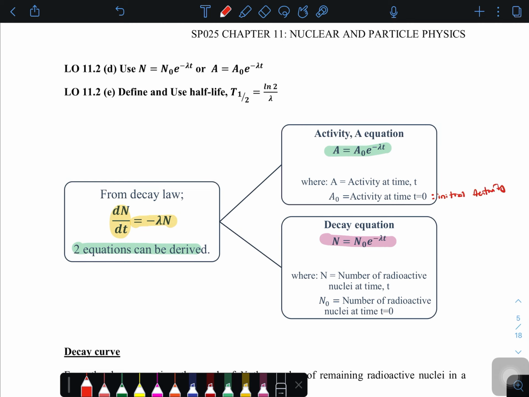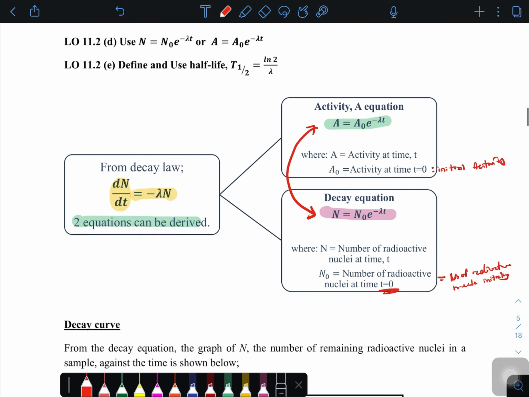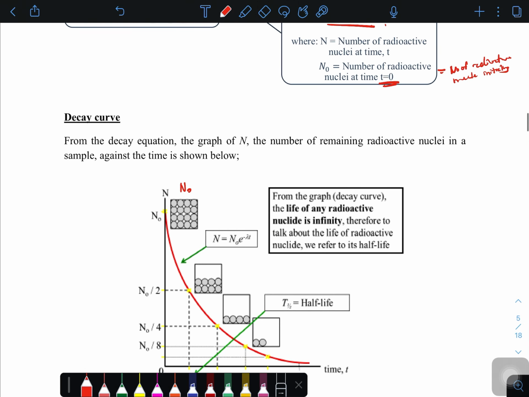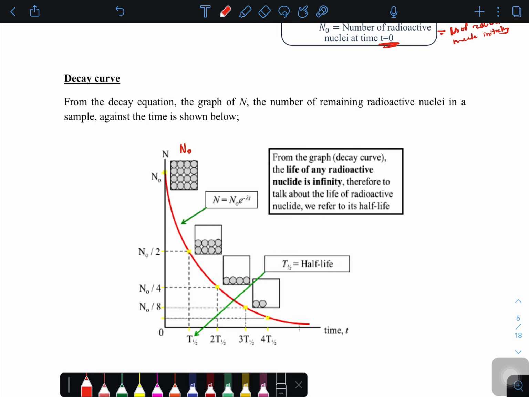And N is the same equation, only the symbol is changed. A is activity, N is the number of radioactive nuclei at a time, and N naught is the number of radioactive nuclei initially, because initial means at time equals 0. So these two equations are given and you have to know how to use them. Next you have to know what a decay curve is. A decay curve is basically how nuclei decay.